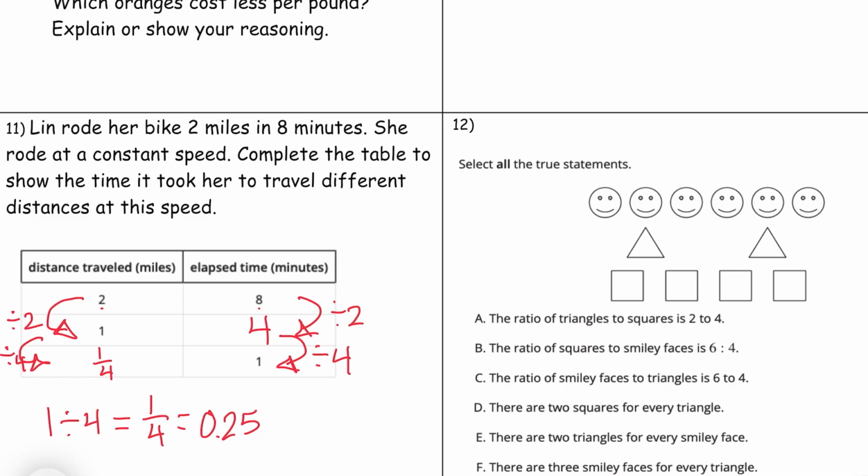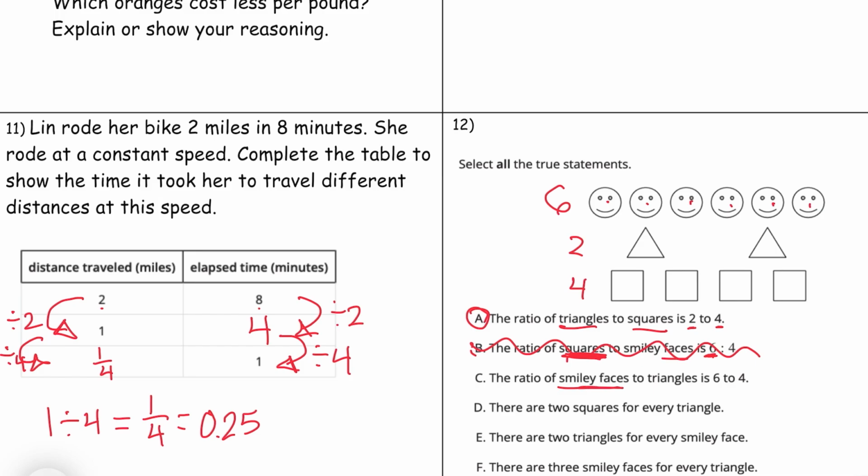Then question 12, select all the true statements. So we have 1, 2, 3, 4, 5, 6 smiley faces, 2 triangles, 4 squares, but it might ask for equivalent ratios. So we'll just pay attention. A, the ratio of triangles to squares. So triangles first is 2 and squares is second, 4. Yep, that works. B, the ratio of squares to smiley faces. So squares should go first, but it's giving us the number of smiley faces first, so that doesn't work.